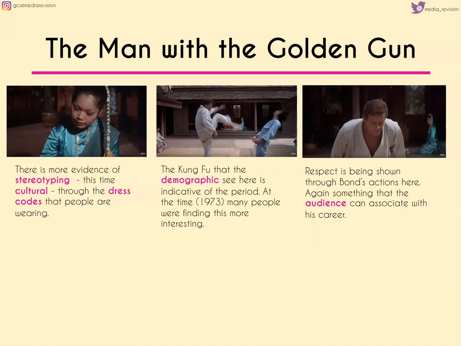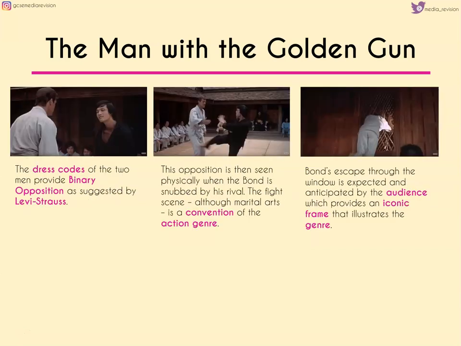Now at this point, it was very indicative of the time. People were really finding kung fu and martial arts more interesting, and so by including that in the film, it obviously acts as an extra incentive and an extra draw to the production as a whole. And we do see Bond showing respect, again something that we would associate with his career. He needs to know the customs and the sort of expectations of the different countries that he's in. But interestingly, we have binary opposition with the person that he's facing because we've got black and white, again suggesting perhaps good and evil.